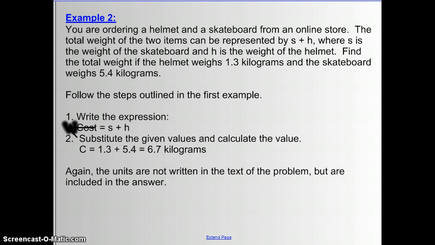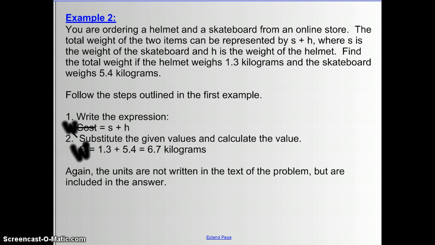Then we're going to take the values they gave us, and we're going to substitute those values and calculate what it is, right? So we're going to take the 1.3 and the 5.4 kilograms, and we're going to add them together to get 6.7 kilograms. And again, this should be W, right, for weight.